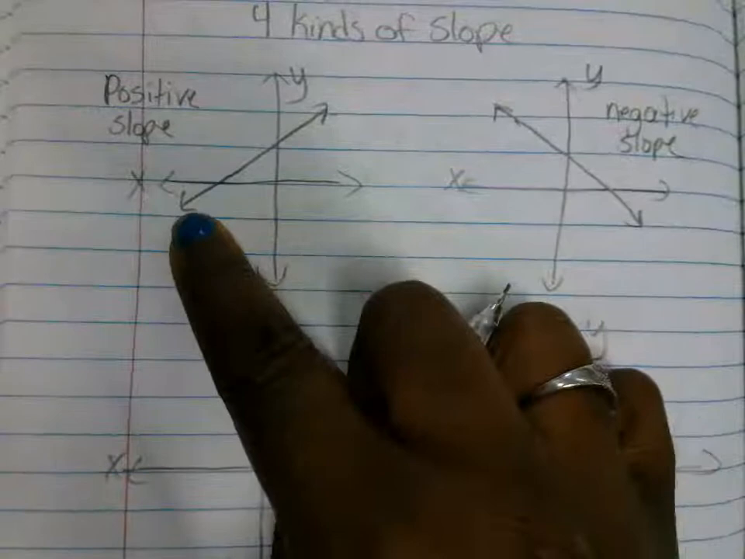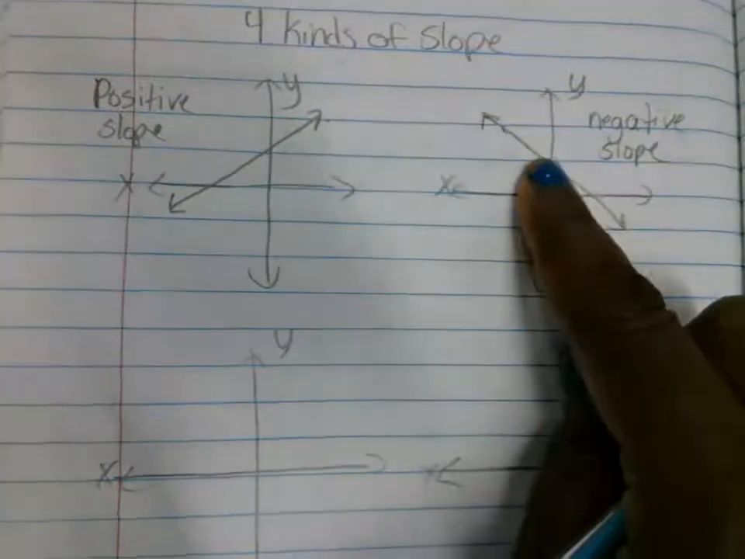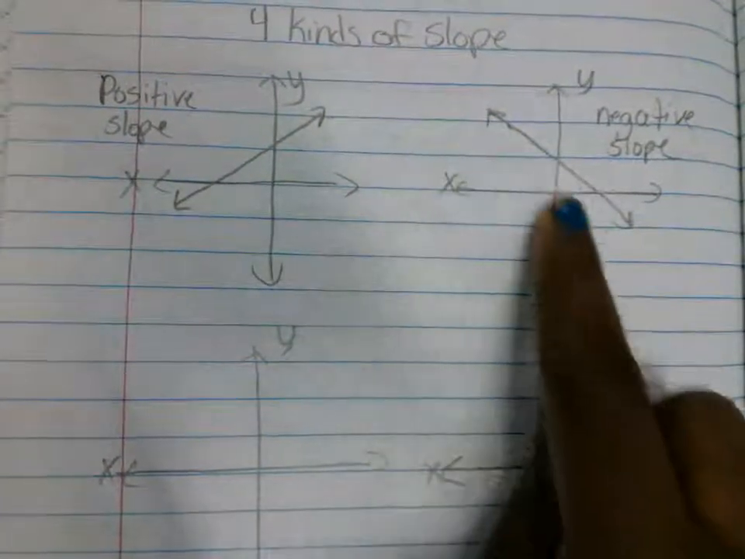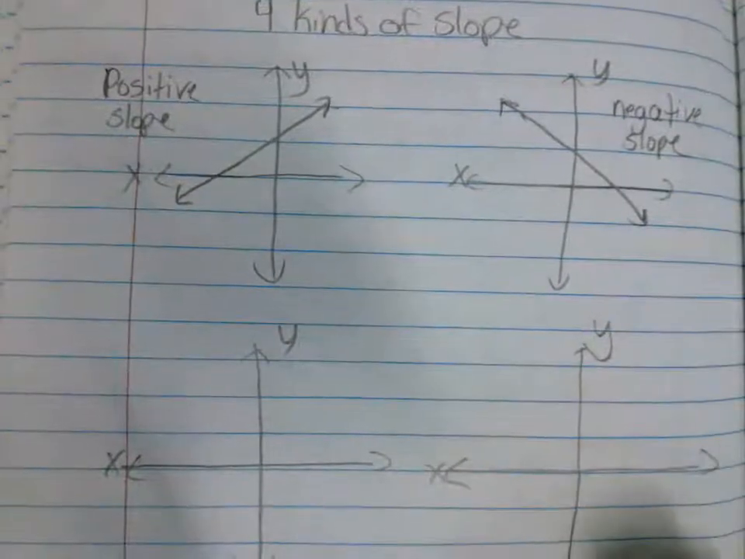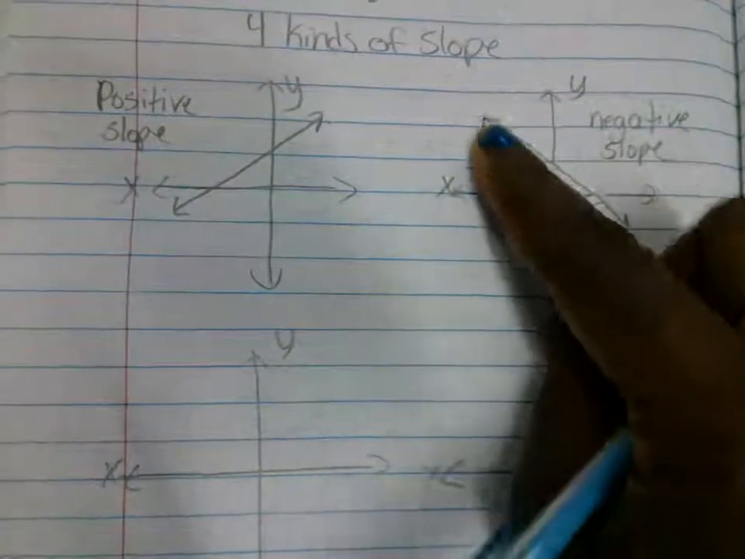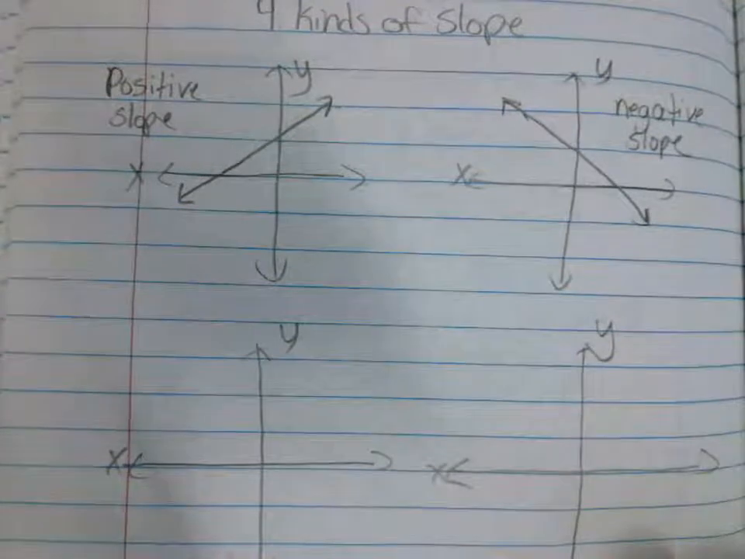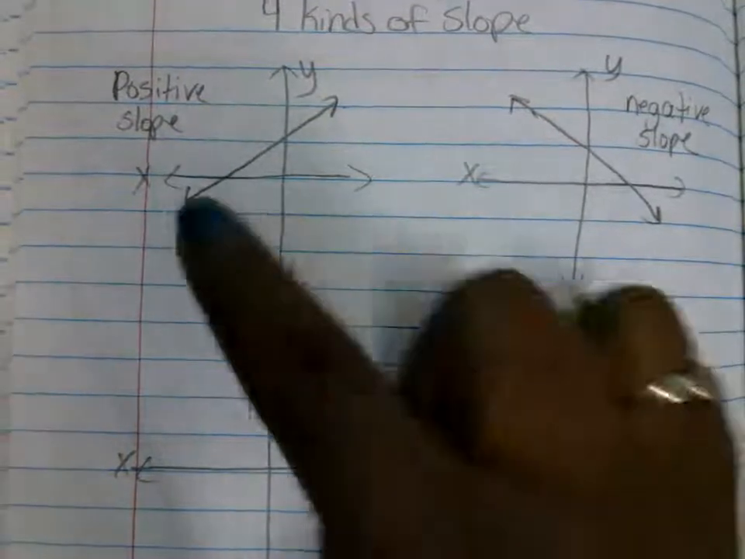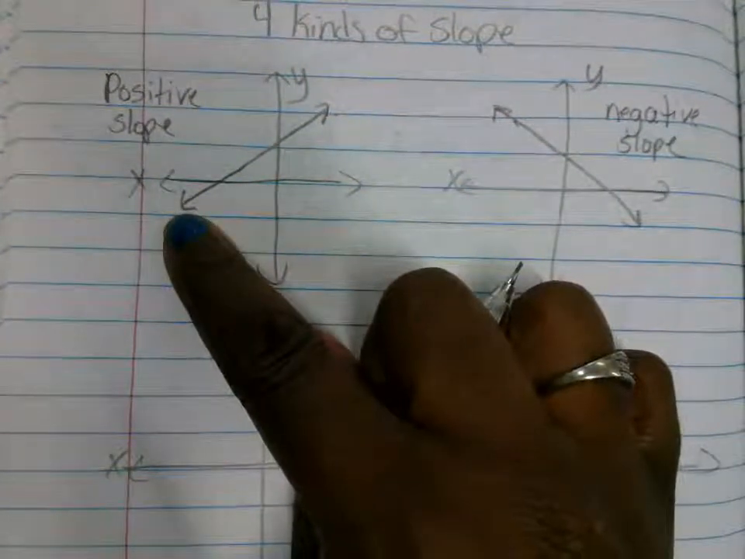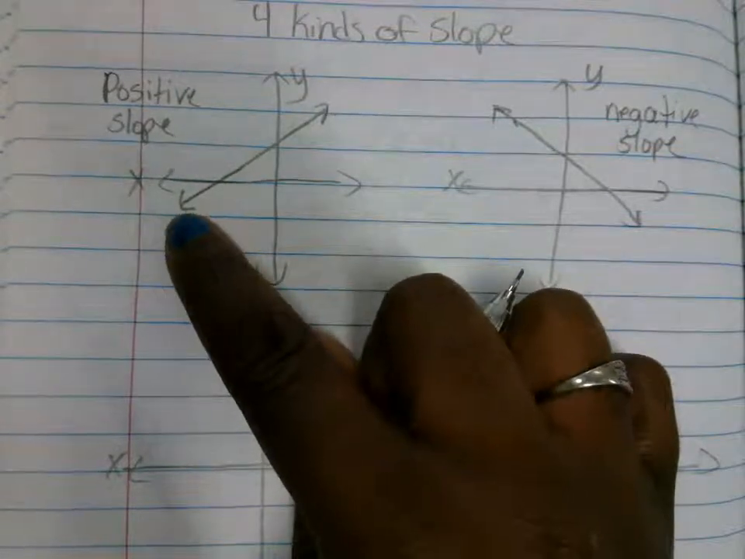Positive slope, from left to right, the line is going up. Negative slope, from left to right, the line is going down. The numbers start high and then they go low. That's a negative slope. The numbers start low on the x and the numbers start low on the y and it goes up.